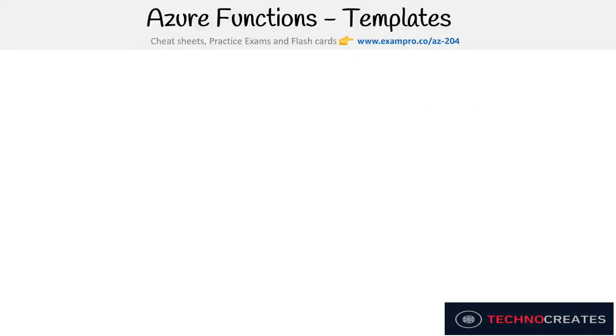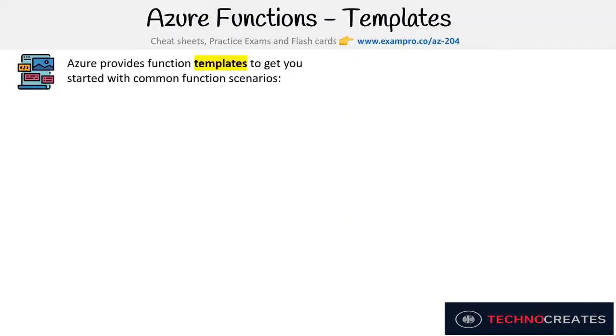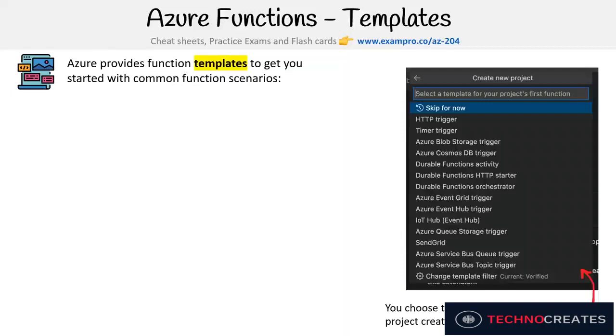All right, let's take a look at templates for Azure Functions. So Azure provides function templates to get you started with common functionality scenarios. This is going to happen when you first create your function. Now, you don't have to use one, but definitely this is the route that you should want to go, especially if you're choosing HTTP triggered, which is very common. To choose a template, you're going to be doing that in Visual Studio Code, so you don't do it in the portal. But let's walk through the templates we have available.